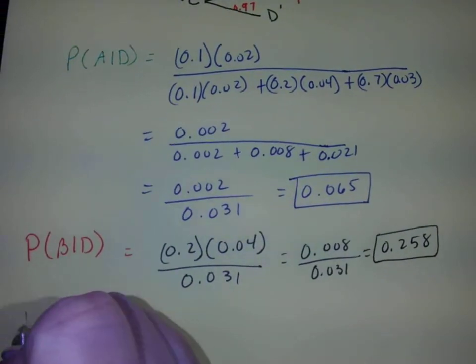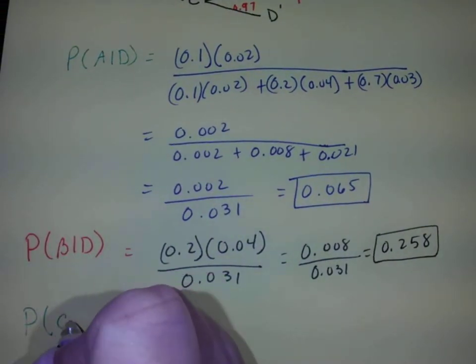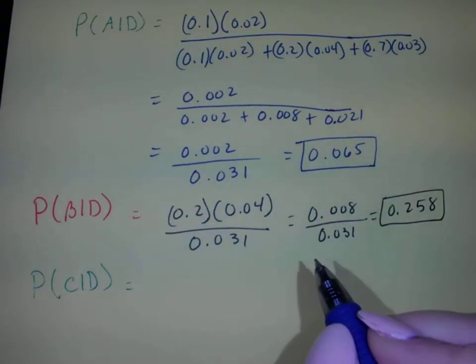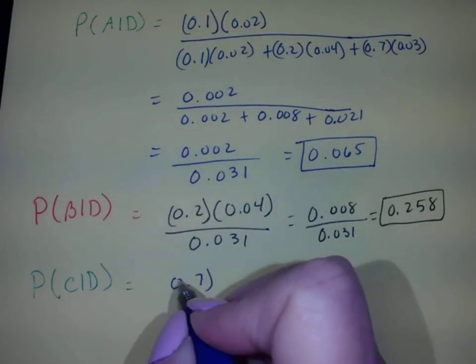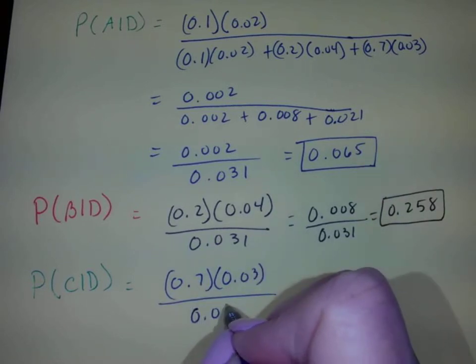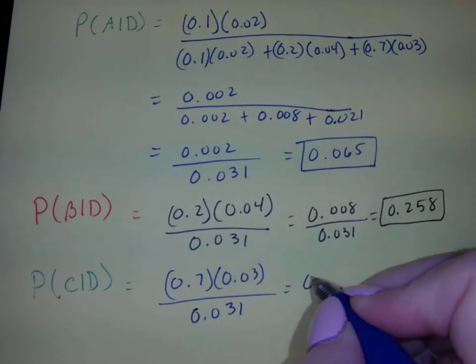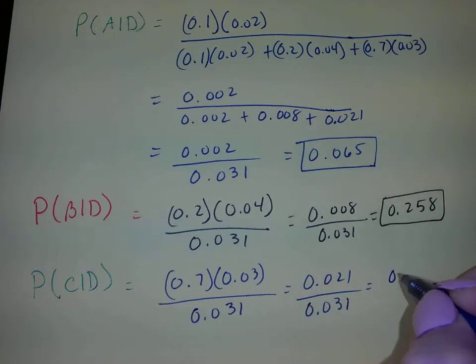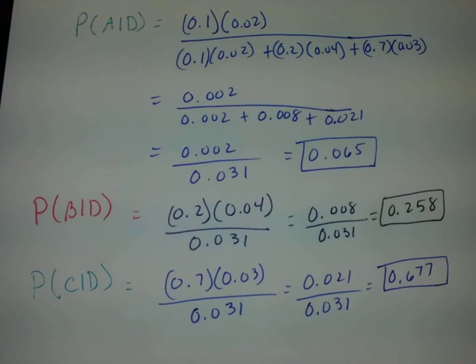And then on our probability of C, given that D occurred, we will have the C part, which is 0.7 times 0.03 divided by our 0.031. So that'll get us 0.021 divided by 0.031, and we'll get 0.677. So that's the nice part. If you have to find all three, once you find that denominator, it'll just be the same and you'll be good. All right, next question.